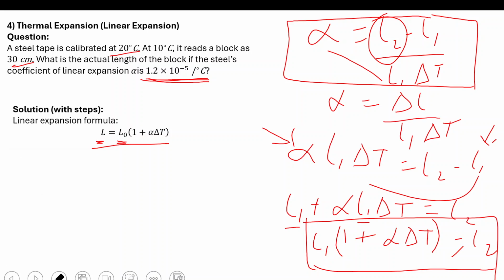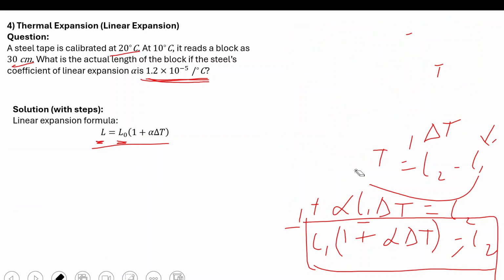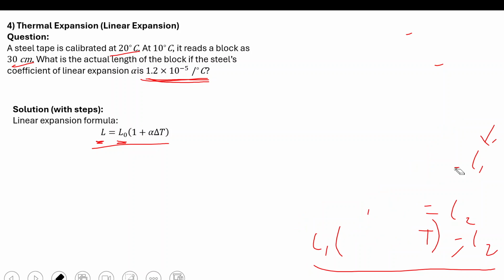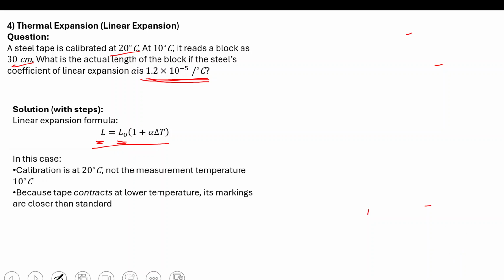So we are asked to look for the actual length, and we have already made that formula. So I'm just going to plug in the values that we have. In this case, calibration is at 20 degrees C, not the measurement temperature of 10 degrees C, because the tape contracts at lower temperature. Its markings are closer than standard.